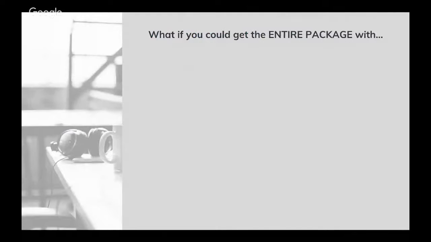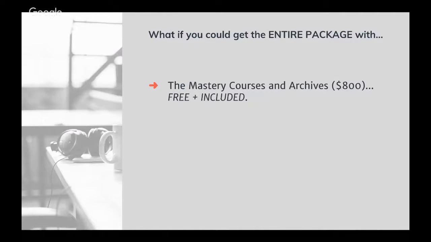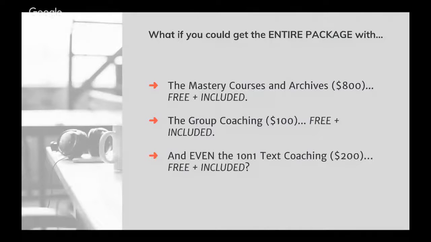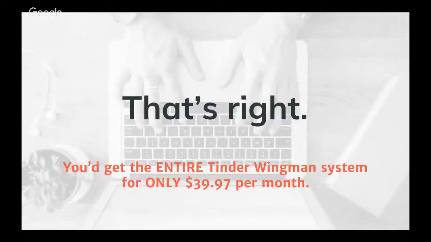Now, what if you can get that entire Tinder Wingman package with the mastery course and the full archives, which are $800, completely free and included. The group coaching, which is $100, completely free and included. And even the one-on-one texting, which is worth $200 a month, completely free and included. Yep. That's right. You get the entire Tinder Wingman system for only $39.97 a month.